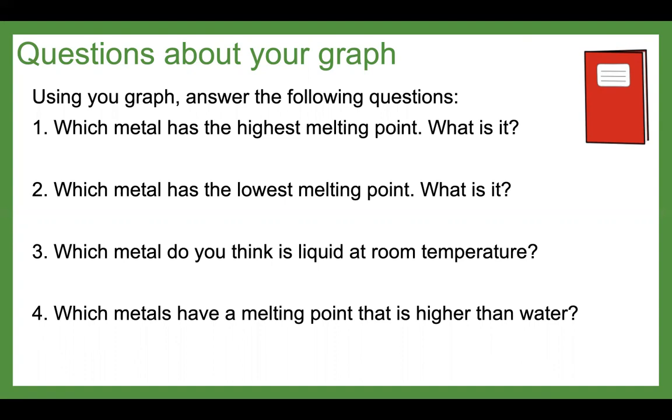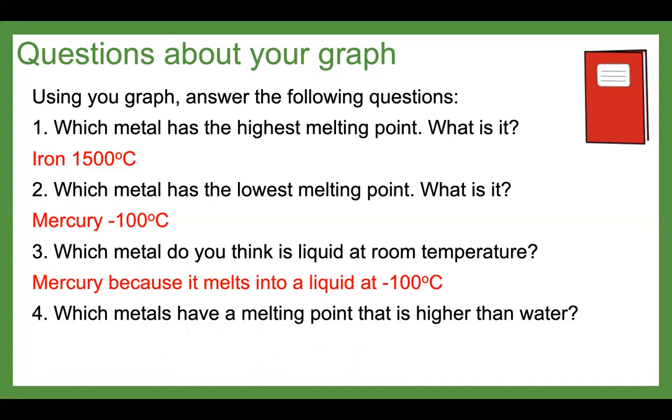So let's go through the answers. For the first question, which metal has the highest melting point? The answer was iron at 1500 degrees Celsius. The second question, which metal has the lowest melting point, was in fact mercury, which has a melting point of minus 100 degrees Celsius. Which metal do you think is liquid at room temperature? And we had mercury because it melts into a liquid at minus 100 degrees Celsius.